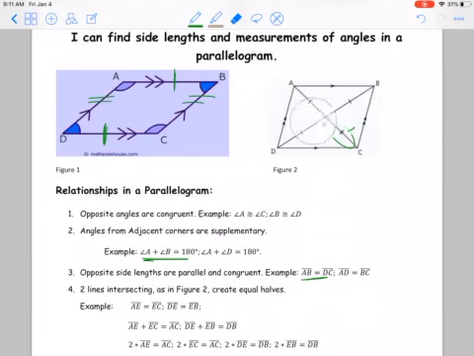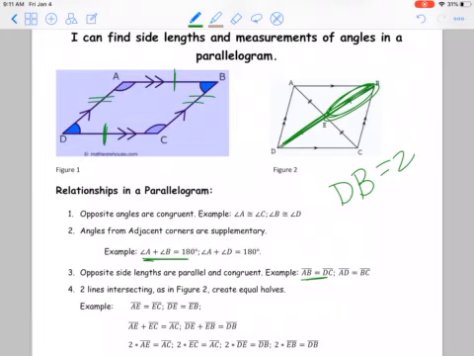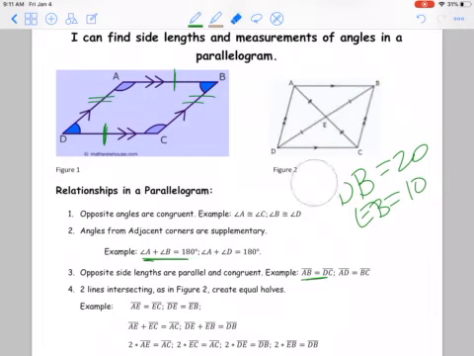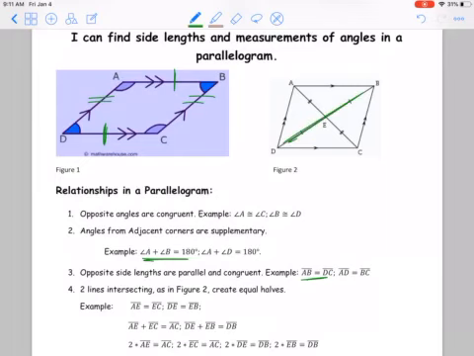Just filling it in. If you know the whole way across, then you know this is half of it. So if you knew DB was, let's say, 20, then you know EB, just that half distance, is 10. Same goes for the opposite way. If you know EB is 10, then you can know this whole thing is 20. And again, don't mix it up with this equaling this. It has to be on the same line.